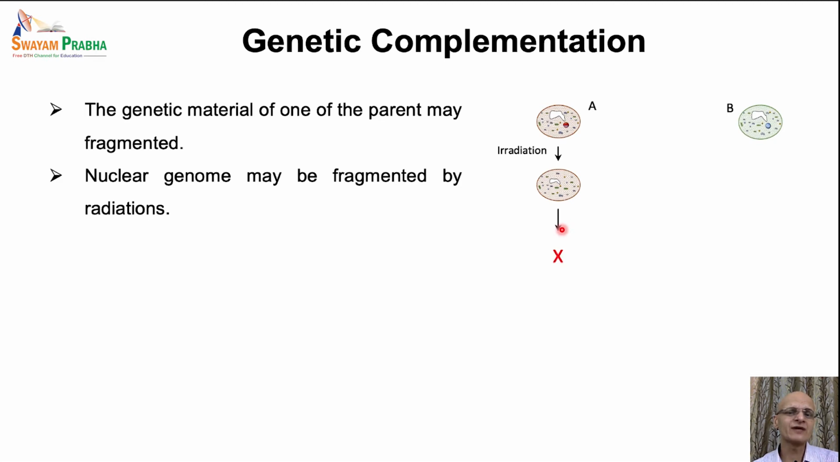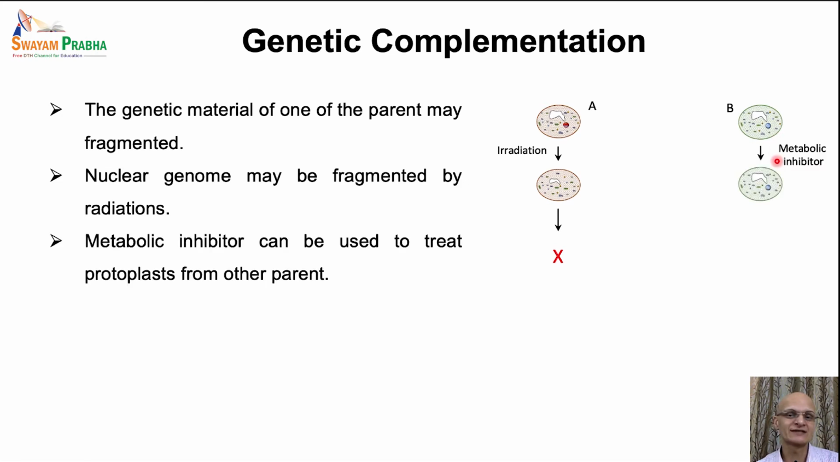Now, these protoplasts without the nucleus would not be able to replicate, and when these will hybridize with another protoplast, these will not contribute anything with respect to the nuclear genome. Now, from the species B, we want the nuclear genome, and hence now we can combine the metabolic inhibition of the cytoplasm in this case.